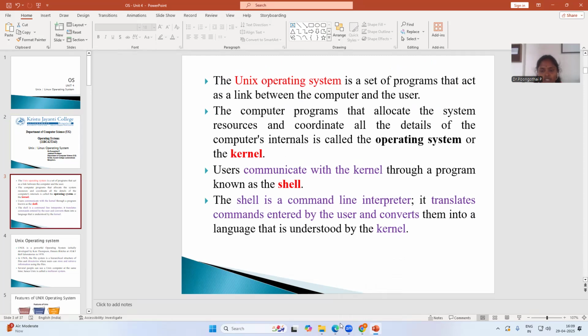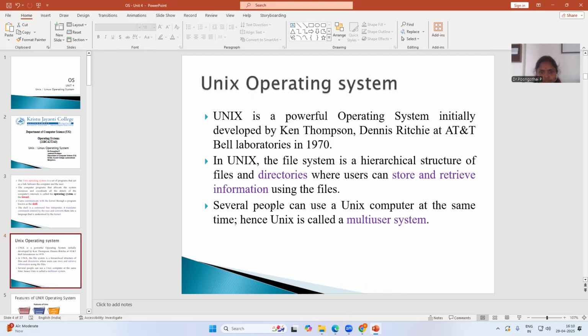The Unix operating system is a set of programs that act as a link between the computer and the user. The computer programs that allocate the system resources and coordinate all the details of the computer's internals are called the operating system or the kernel. Users communicate with the kernel through a program known as the shell. The shell is a command line interpreter. It translates commands entered by the user and converts them into the language that is understood by the kernel.